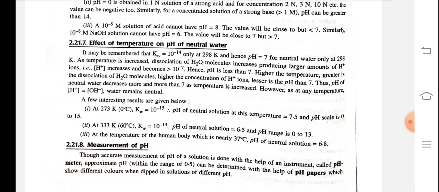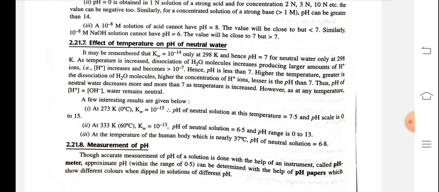Higher the temperature, greater is the dissociation of water molecules. Higher the concentration of H positive ion, lesser is the pH than 7. Thus, pH of neutral water decreases more and more below 7 as temperature is increased. However, as at any temperature the concentration of H positive is equal to the concentration of OH negative ion, water remains neutral. A few interesting results are given below.